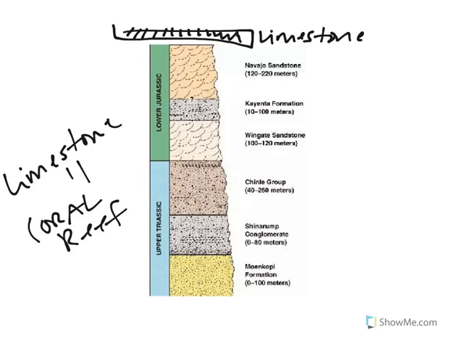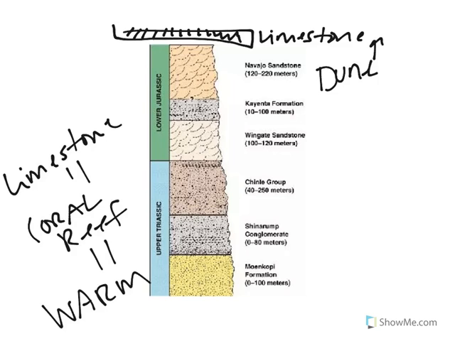So think about where coral reef environments form. They form in warm areas, right? You're not going to find a coral reef up in the Arctic Circle. So if this area is capped by a limestone, if I'm going from a dune environment to a coral reef, well, that's telling me my sea level is rising. And it's rising really fast.